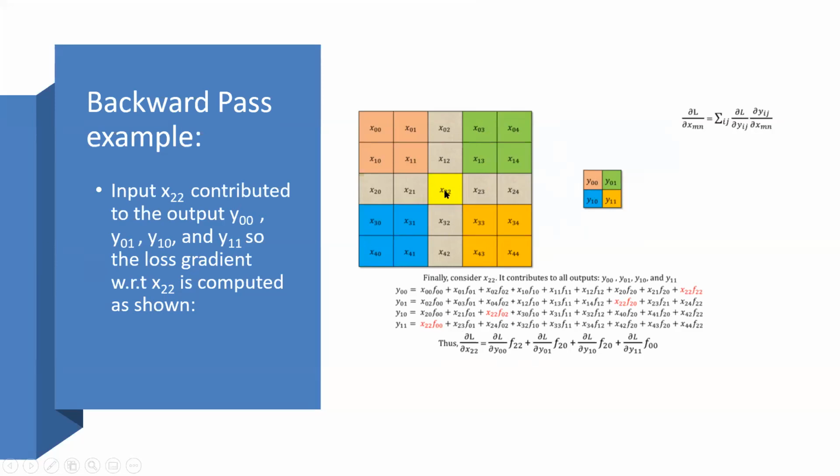So this is an example of x22. We can see that x22 contributed to all 4 outputs. It contributed to y00 by multiplying x22 and f22. It contributed to y01 by x22 and f20. It contributed to y10 by multiplying x22 and f02. And then it contributed to y11 with this. So all we're going to do is take the loss gradients of the outputs that were used to calculate the input and multiply them with the filter that was used to convolve it. I hope you guys can see that.